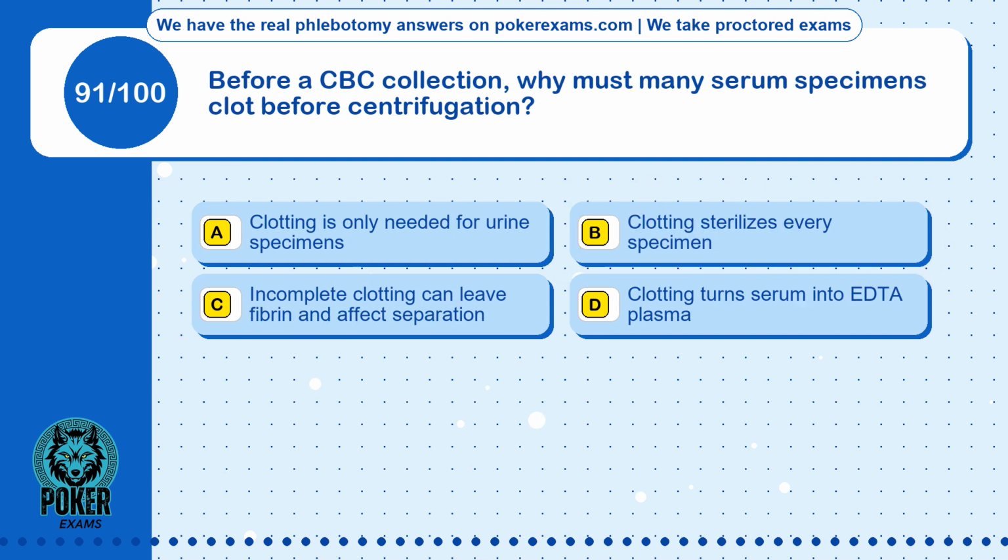Question 91. Before a CBC collection, why must many serum specimens clot before centrifugation? Option A: clotting is only needed for urine specimens. Option B: clotting sterilizes every specimen. Option C: incomplete clotting can leave fibrin and affect separation. Option D: clotting turns serum into EDTA plasma.